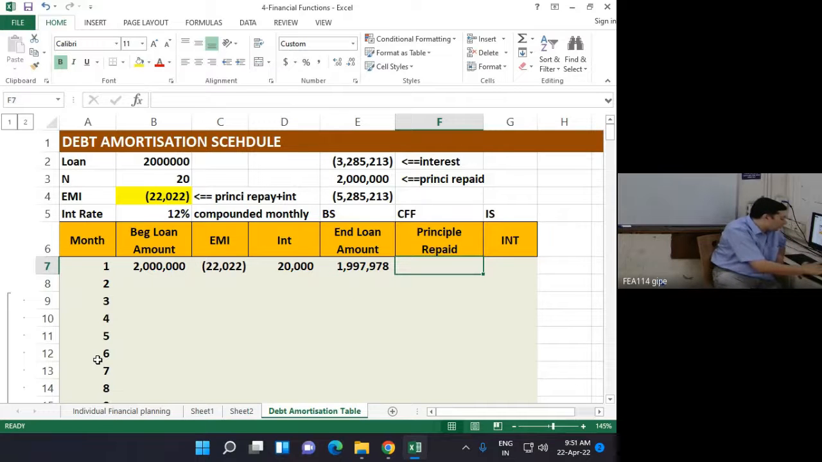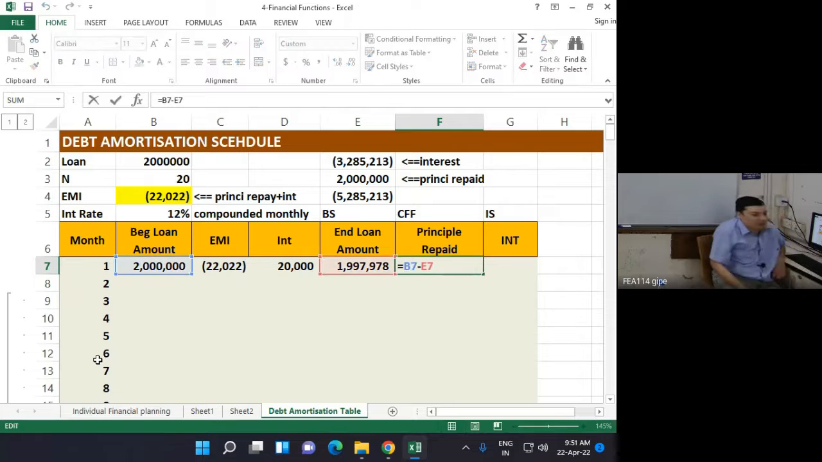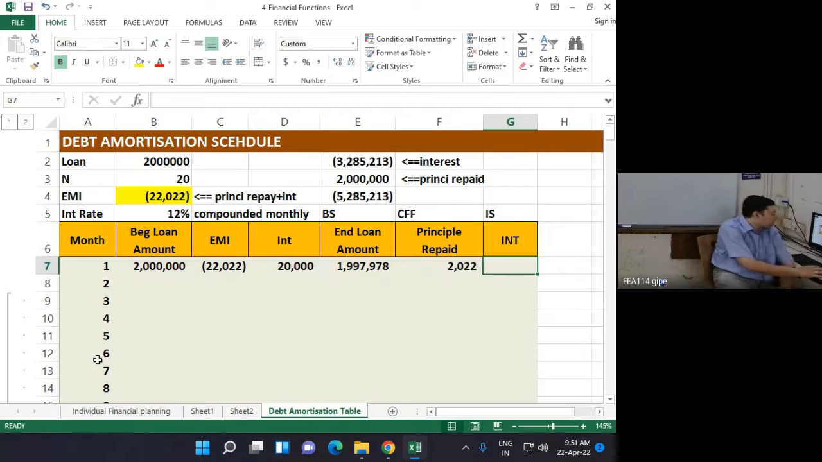Small component of it has got repaid. How much is the repaid amount? Opening balance minus closing balance. So 2022 got repaid and 20,000 went towards interest. That is how the total 22,022 was divided in the first one. This last interest is just a dummy number. Later we want to make a graph.